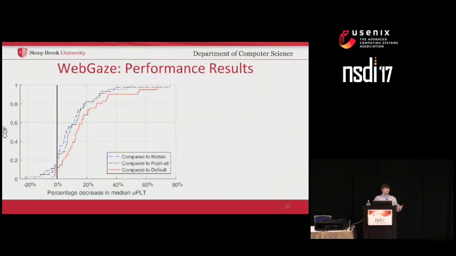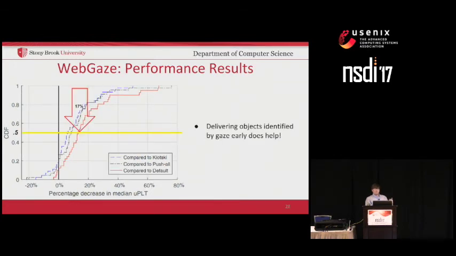This was just one specific example of a site in our corpus, but how do we do in terms of all of the websites? What are our performance results in bulk? To understand this, we provide the following CDF of the percentage decrease in the user perceived page load time. What we see here is that delivering objects that are important to the user does help in terms of user perceived performance in terms of this new metric that we generate.